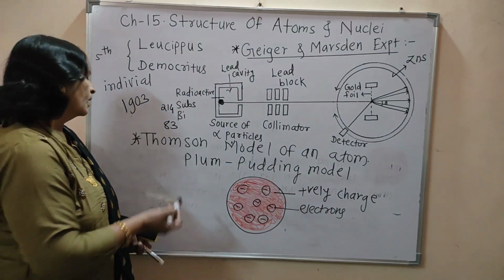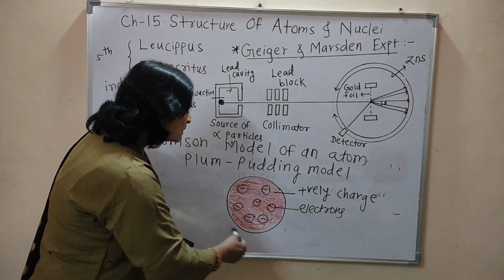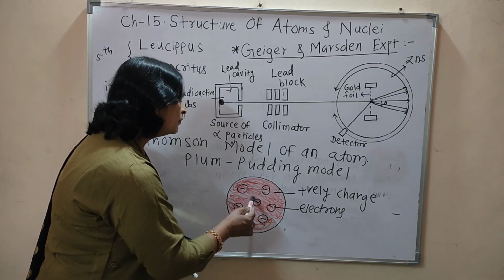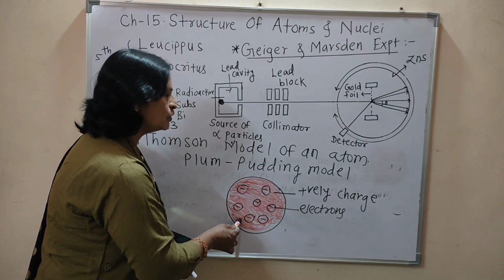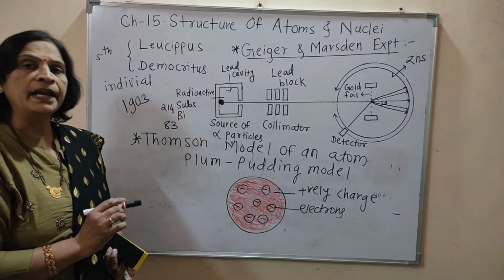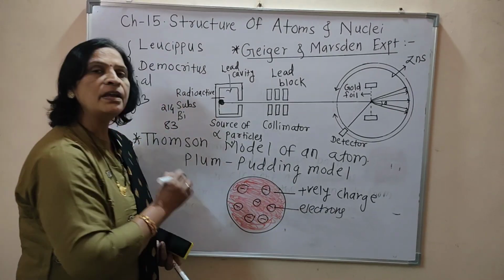And so Thomson said that the atom is spherical in shape, and in that sphere uniformly distributed positive charge is there, and in that charge electrons are embedded, meaning they are fixed. The electrons are embedded, they are fixed.